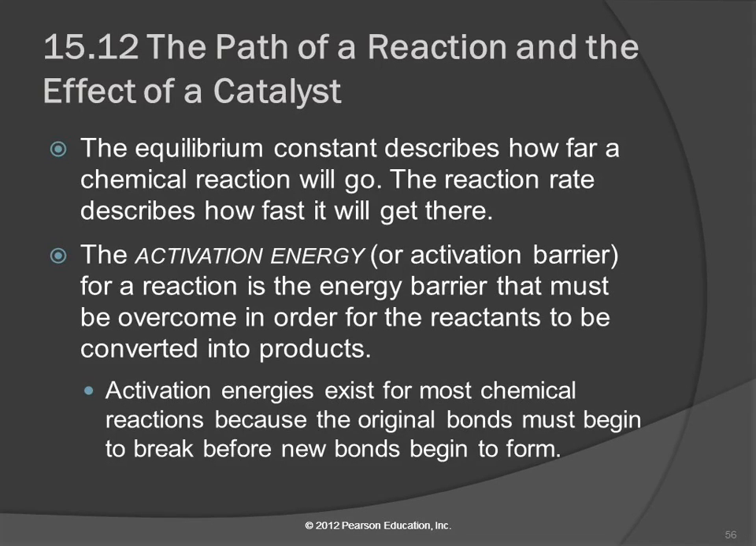So an equilibrium constant is part of what's happening. It describes how far the chemical reaction will go. We've got reactants and products, and which is there going to be more of, how far is it going to go. But it doesn't tell us anything about how fast it's going to get to that point. So reaction rate is what tells us how fast it's going to get there.